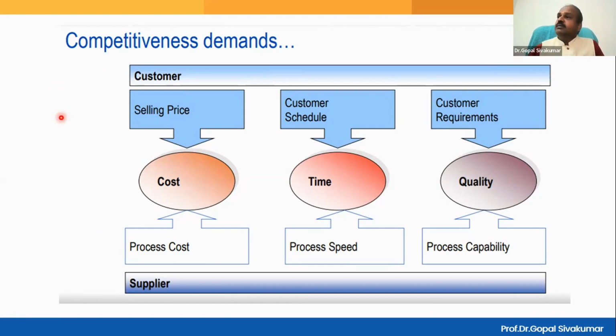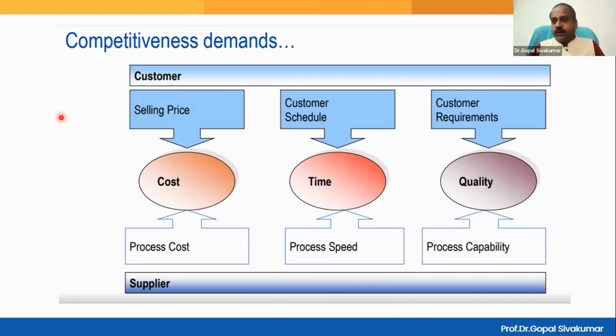So now process cost, you need to minimize the process cost. You need to increase the process speed. You need to increase the process capability so that customer satisfaction is always at the peak. Hope all of you understand. Everything is boiling down to the process. Can you see that? All the customer requirements depend on the process. How you design the process, how you run the process, how you control it.